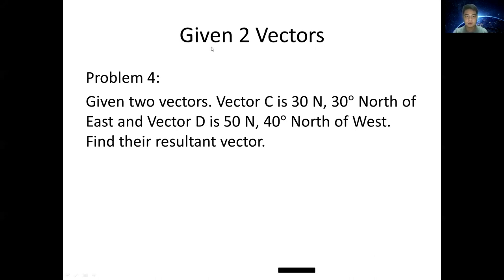Let us write the given. We have vector C. V sub C equals 30 newtons, 30 degrees north of east. Okay, 30 newtons, 30 degrees north of east.